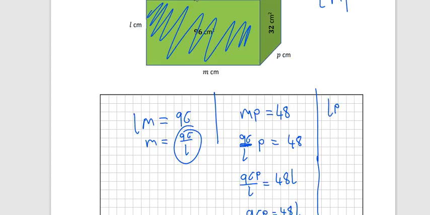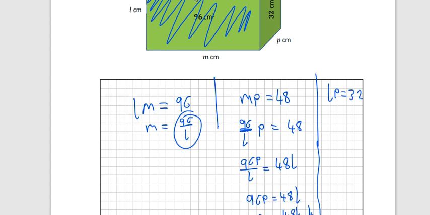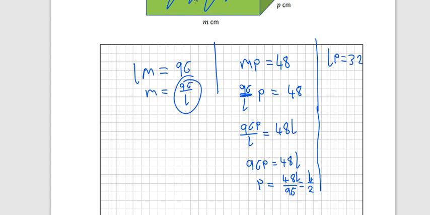And we said that LP was 32 over there. Therefore, I'm going to take the L over 2 and put it in instead of the P. So we get L multiplied by L over 2 is equal to 32. So therefore, L squared over 2 is equal to 32. Bring over the 2 and multiply it. L squared is equal to 64. Therefore, L is equal to the square root of 64. L is equal to 8.